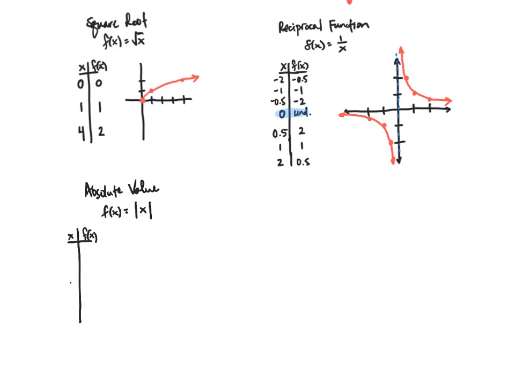So again, for this, I'm going to pick 0 as my middle value. I'm going to pick x equals 1, x equals 2, x equals -1, x equals -2. And the absolute value of each of those x values is going to be positive. So when you graph this thing, you're going to have your 0, 0 vertex, 1, 1, 2, 2, -1, 1, -2, 2, and you have this V function.